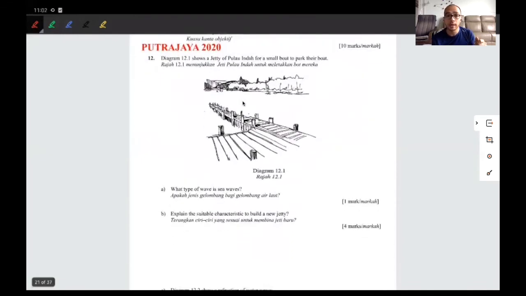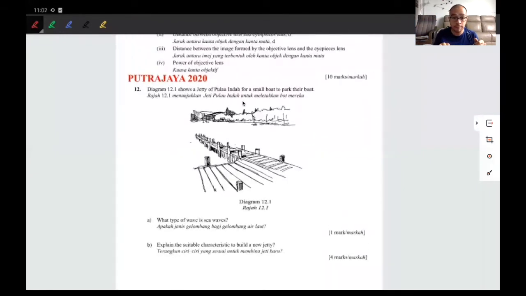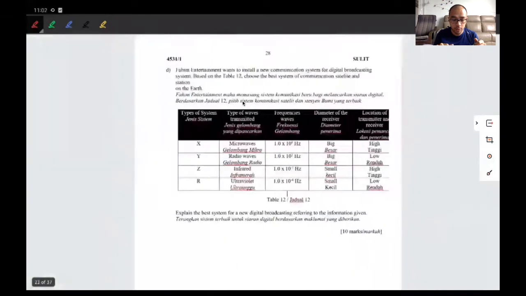Okay, I don't think this one involves... no, it involves satellite, but slightly different lah. Okay, Putrajaya question 12. Okay, Putrajaya question 12.